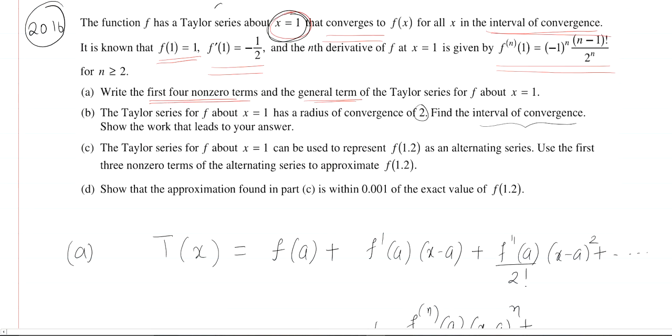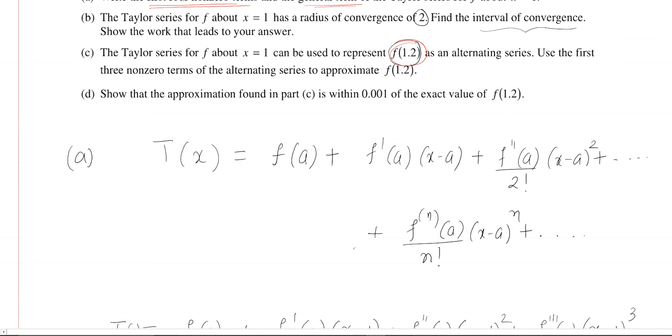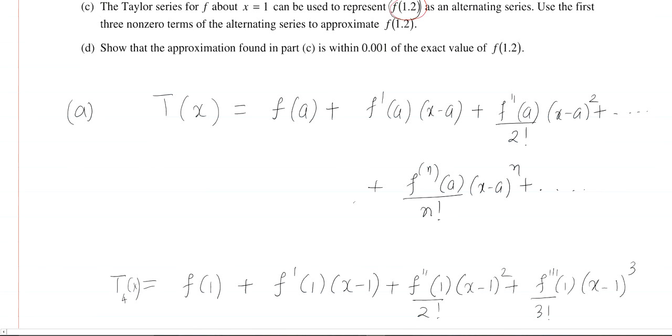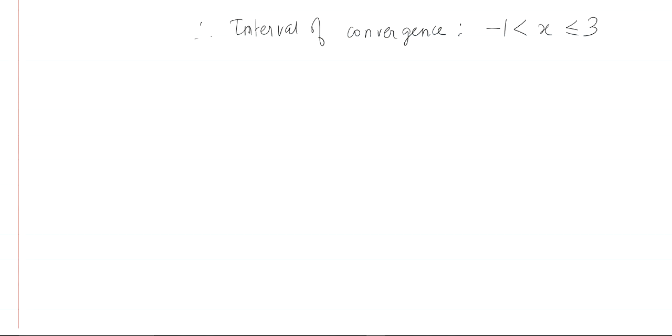In part 3, it's saying the Taylor series for f about x equal to 1 can be used to represent f of 1.2. This is one of the advantages of the Taylor series: you can use it to approximate values. We're going to find f of 1.2 as an alternating series. It says to use the first three non-zero terms of the alternating series to approximate f of 1.2. Since we already have the terms written out in the expansion, we will use them. The first term is simply 1.